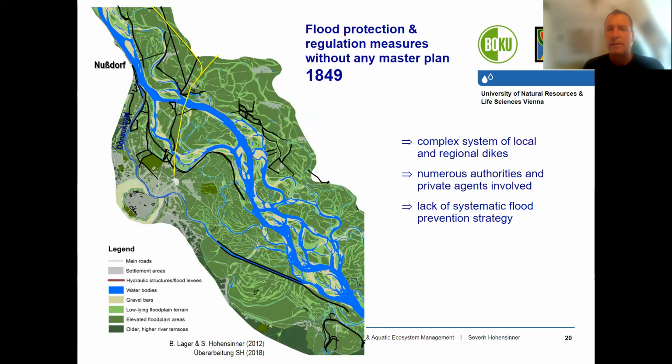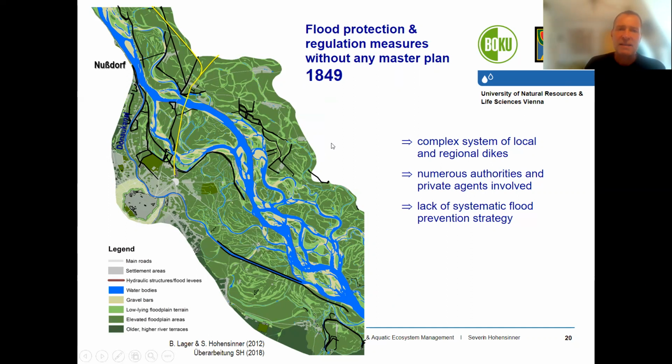There were numerous authorities and private actors involved, like landowners and so on. And the consequent event was that there was a lack of a systematic flood prevention strategy, which finally showed that this even amplified the danger of floods at that time.